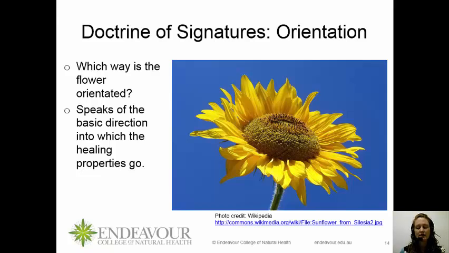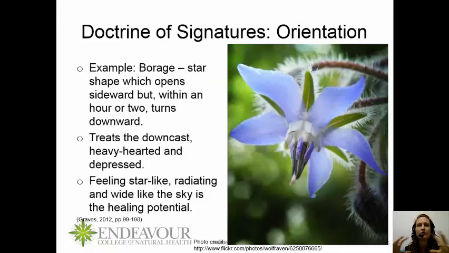Orientation is really interesting. And again, is the flower growing upward or is it growing downward? Is it expanding? Is it contracting? Does it, like the sunflower, have a very clear doctrine of signatures where it follows the sun? And what does that mean? And this is all taken in consideration with everything else.